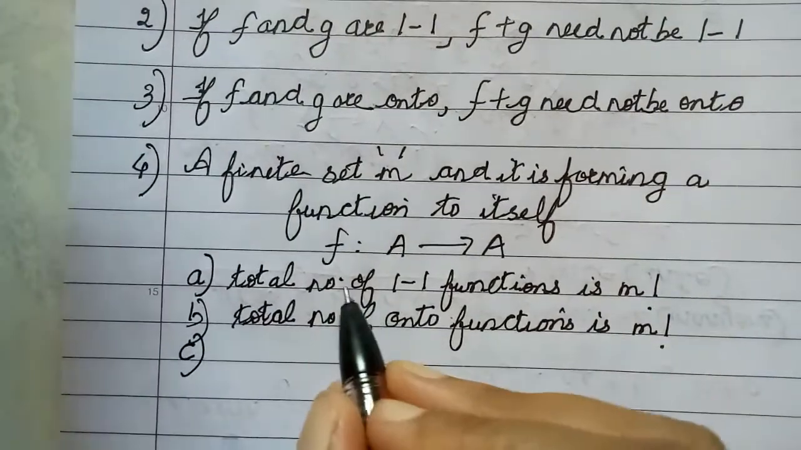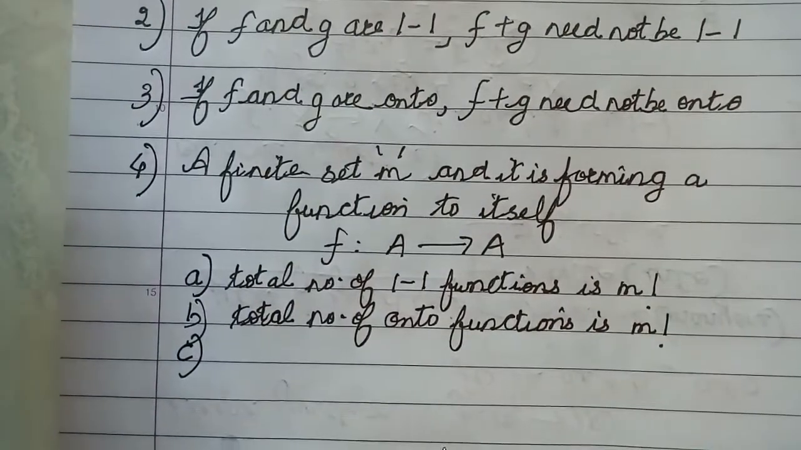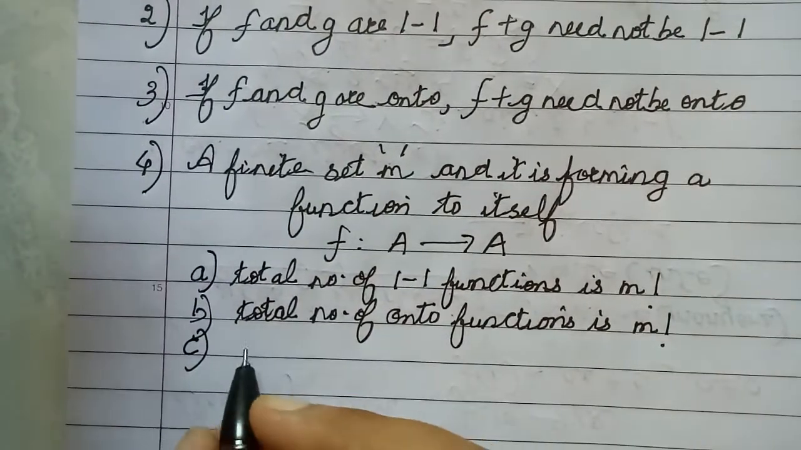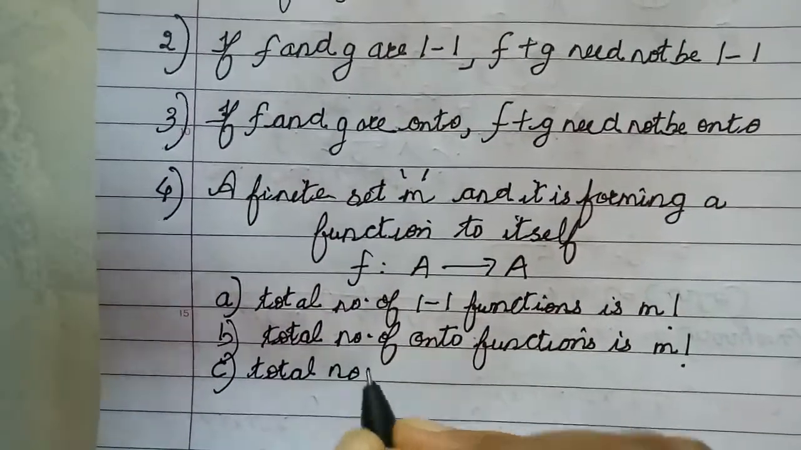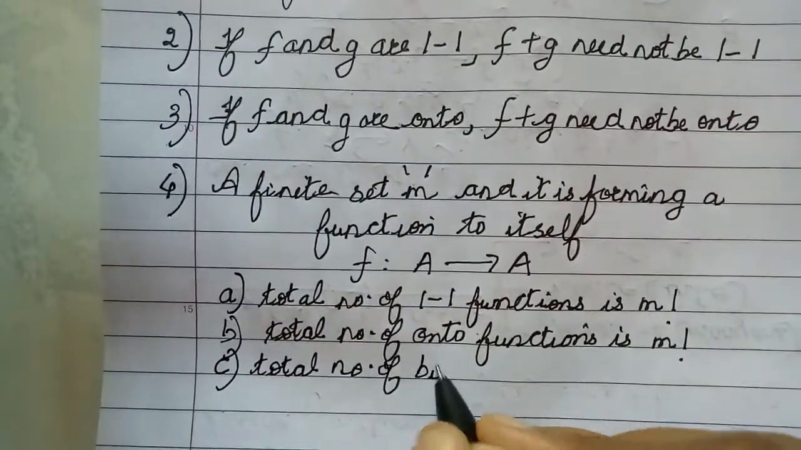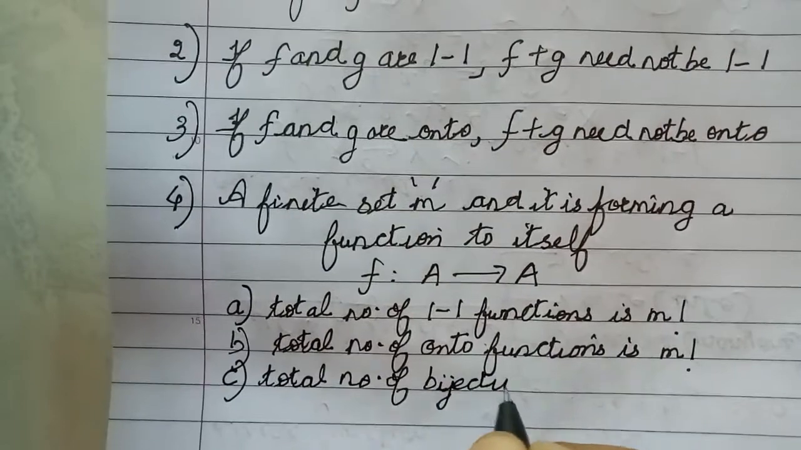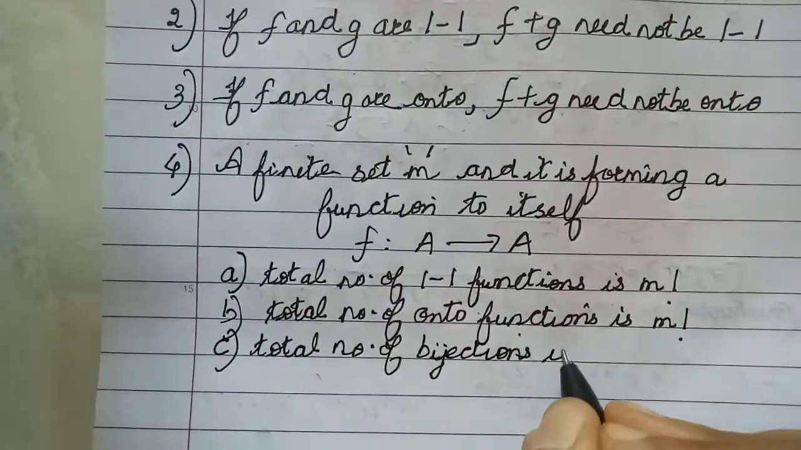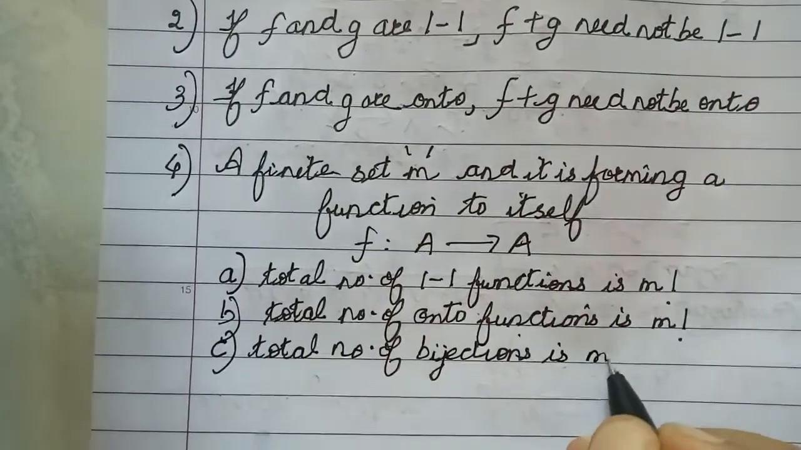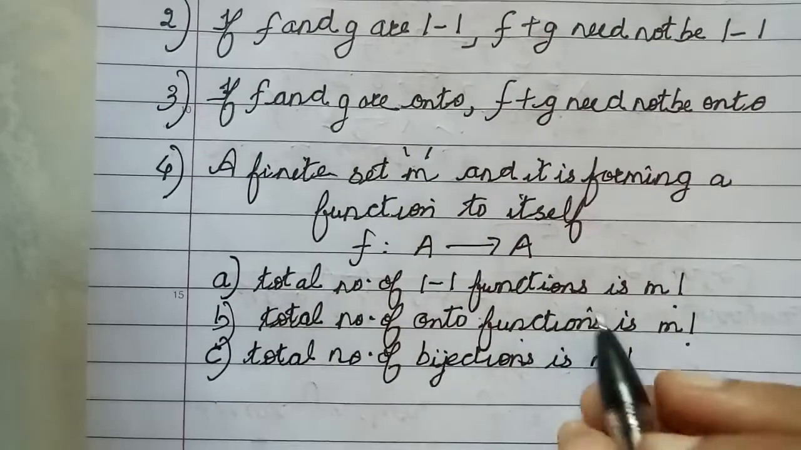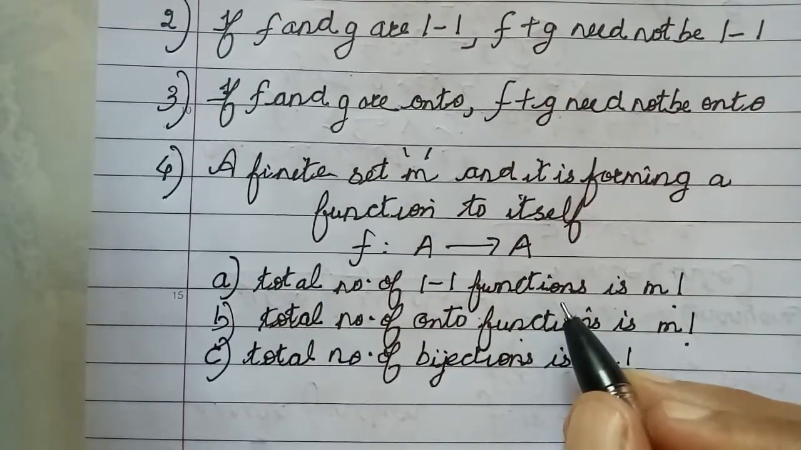The third one: because one-one and onto functions are each m factorial, the number of bijections, I'm going to use bijective functions as a short form, possible from a finite set M to itself will again be m factorial, because bijection is defined as one-one and onto.